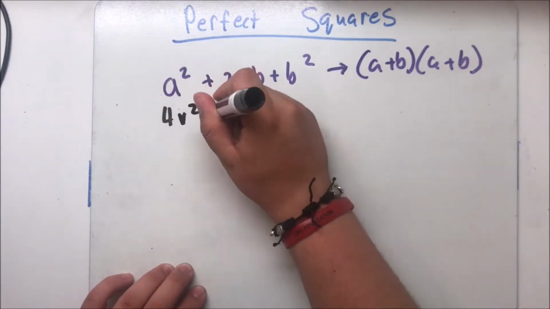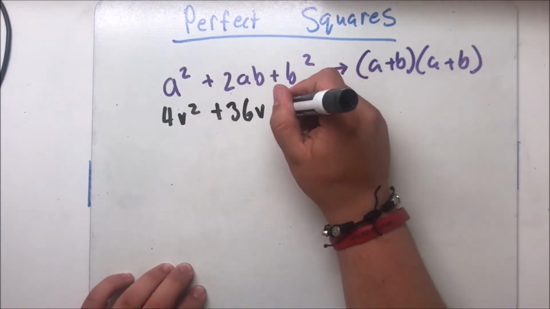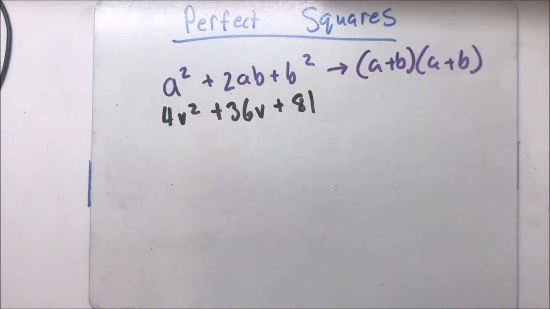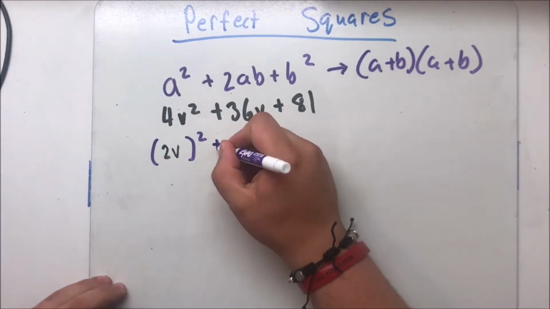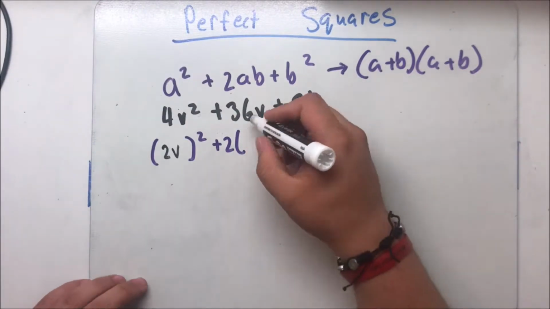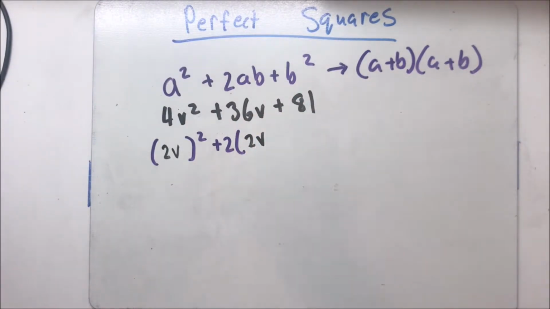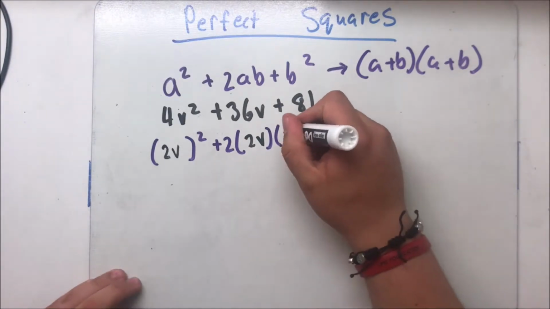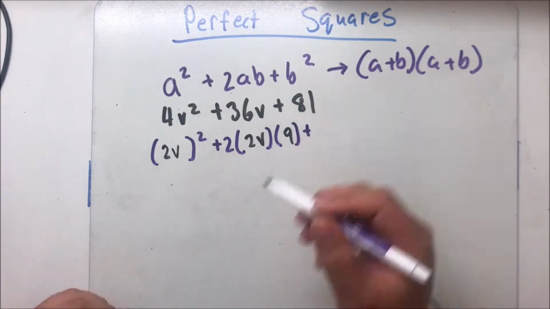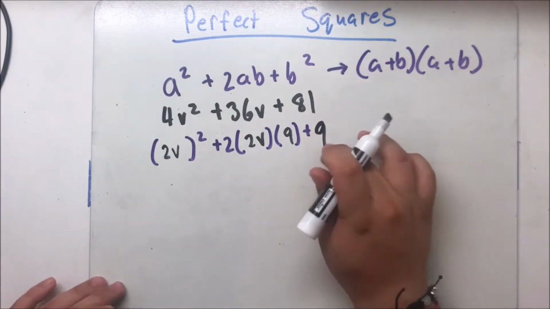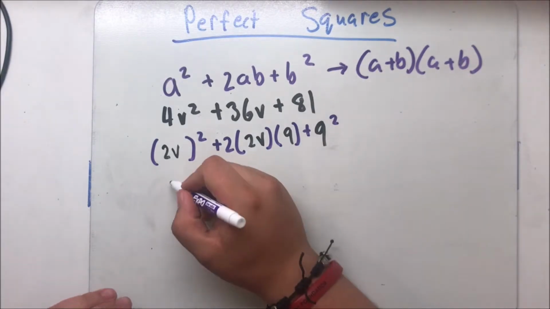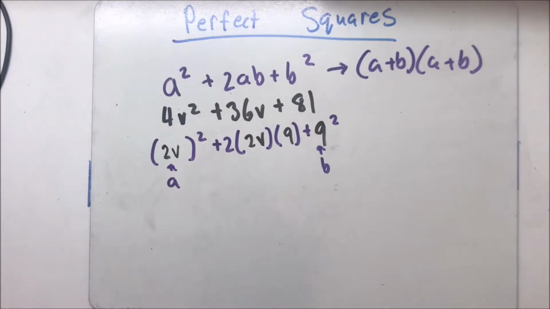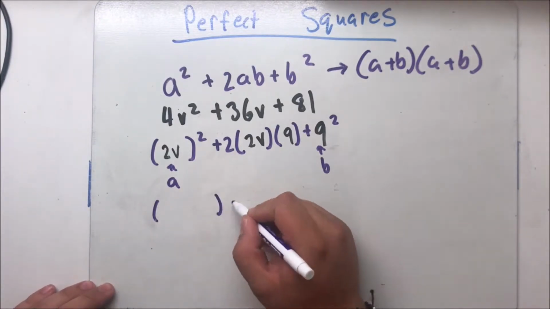So for our problem, we have 4v squared plus 36v plus 81. So by using the formula, we square root 4v squared into 2v, plus 2 times two other numbers with the 2 to equal 36v. And then the square root of 81, which is 9. Now that we have our a and our b, we can finally use the formula and plug in the numbers.